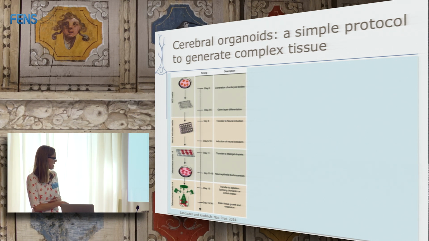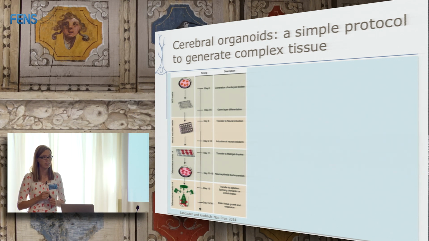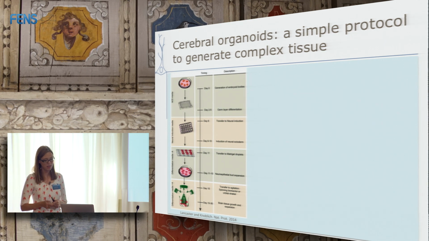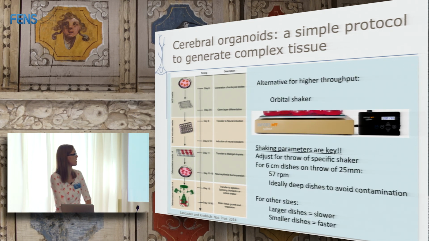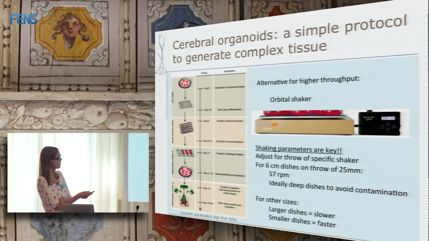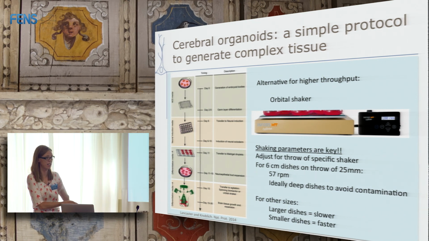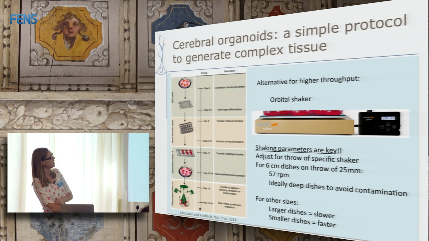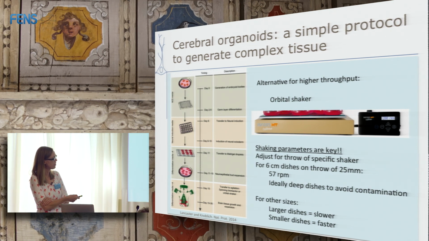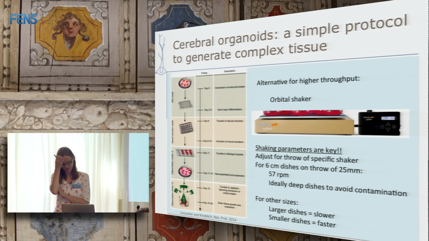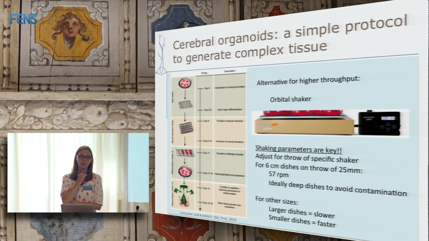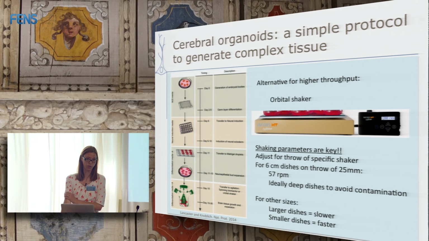In the initial description of this method, we used these spinning bioreactors, but to be perfectly honest, we don't use those anymore. I didn't even buy any when I started my lab, because we've completely switched to these orbital shakers. This is the company that we use in my lab, and I think in Jürgen's lab as well. I wanted to put this up because there have been some reports in certain papers that using an orbital shaker does not generate nice organoids.